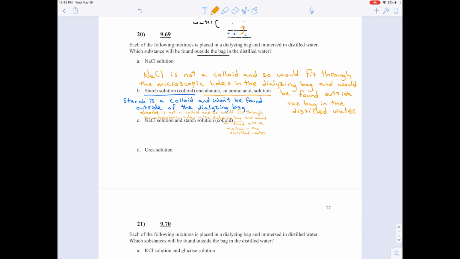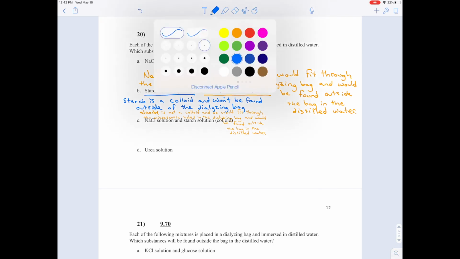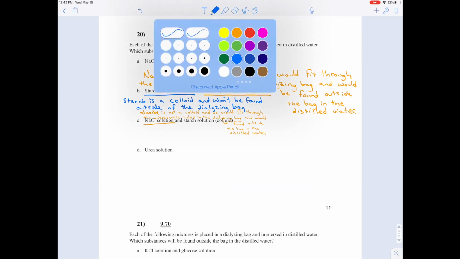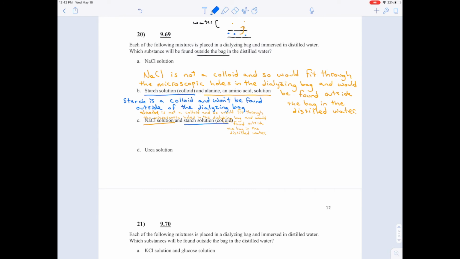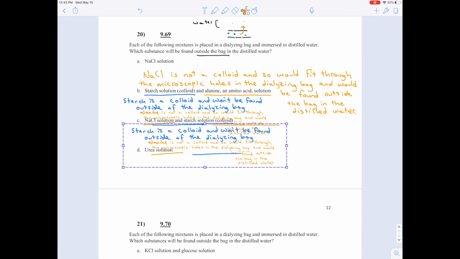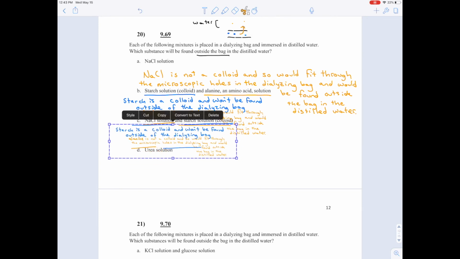All right, NaCl solution and starch solution. So with this one, they mention NaCl, and they don't say that that's a colloid, so that's going to go outside of the bag. And then they give you starch, which is a colloid, and so that will be staying inside the bag. So you could use a similar explanation as before. I'll just copy and paste this, and what we can do is just change the molecule.